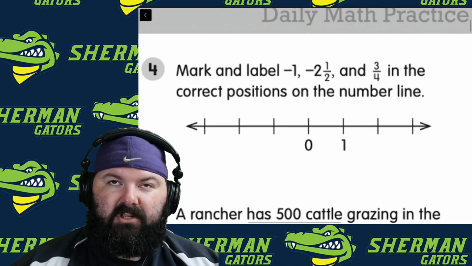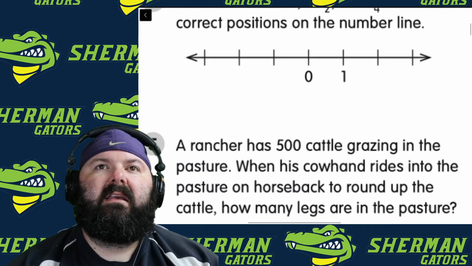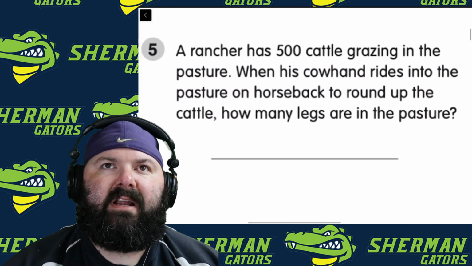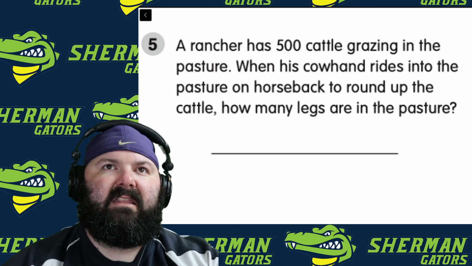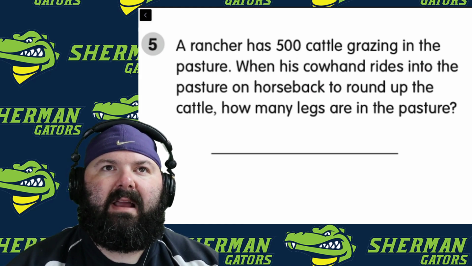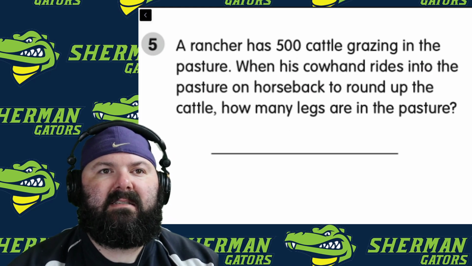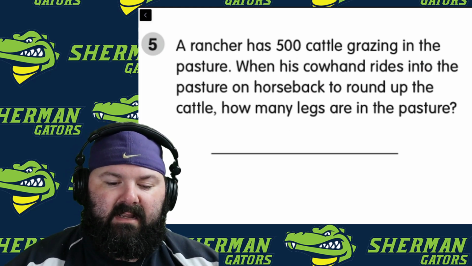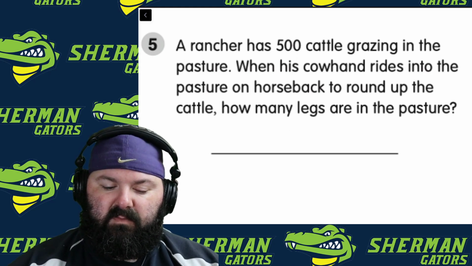Number 4, you are just labeling these on the number line. And then number 5, a rancher has 500 cattle grazing in the pasture. When his cowhand rides into the pasture on horseback to round up the cattle, how many legs are now in the pasture? Now, this is kind of a riddle, so Miss Matthews will like this.